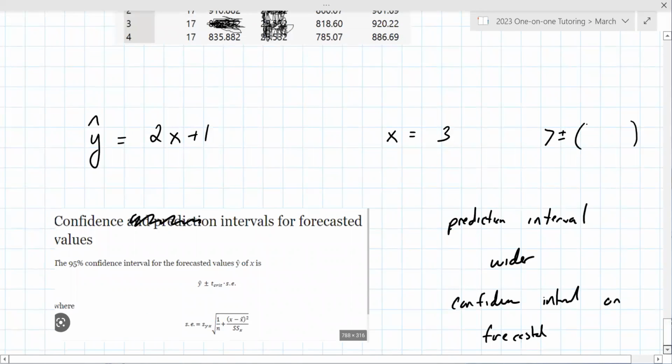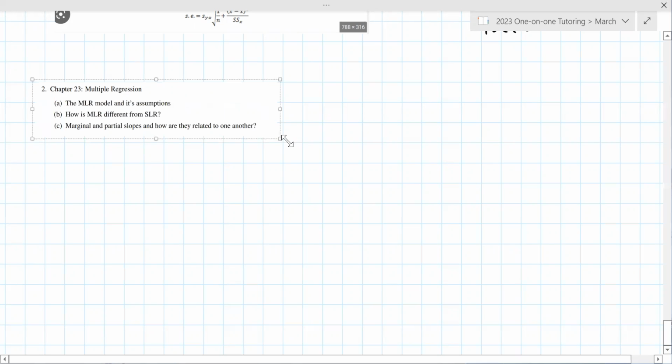Did I ever calculate the standard error? I don't think we did. So that might be the way to ask the question: I understand that confidence intervals and prediction intervals are based on the standard error. If we're not given the standard error, are we going to be asked to calculate that?